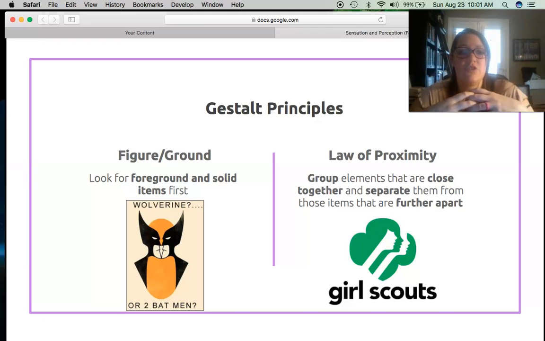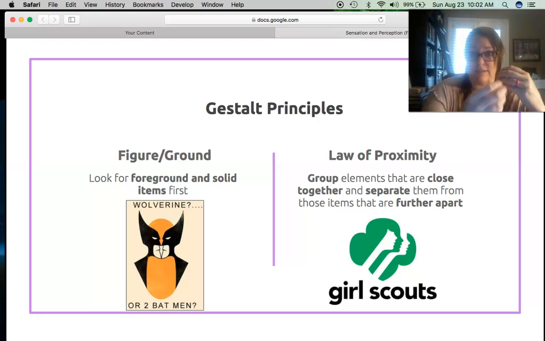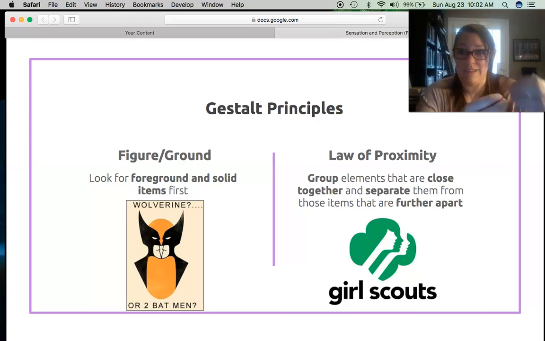And the last Gestalt principle we'll talk about is the law of proximity, the idea that we group elements that are close together and we separate them apart from those items that are further apart. In this Girl Scout logo image, we see 3 faces, but it's hard for us to focus on all of them at the same time. We might group the first face and the middle face, and the middle face and the back face, but it's harder for us to see everything all together, and it gives this idea of depth.